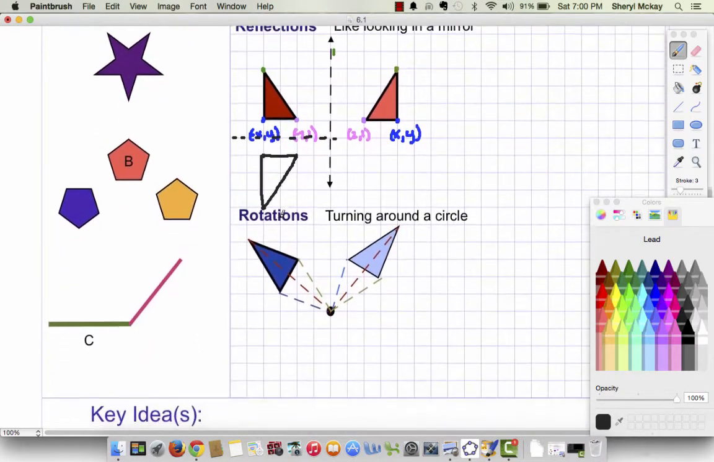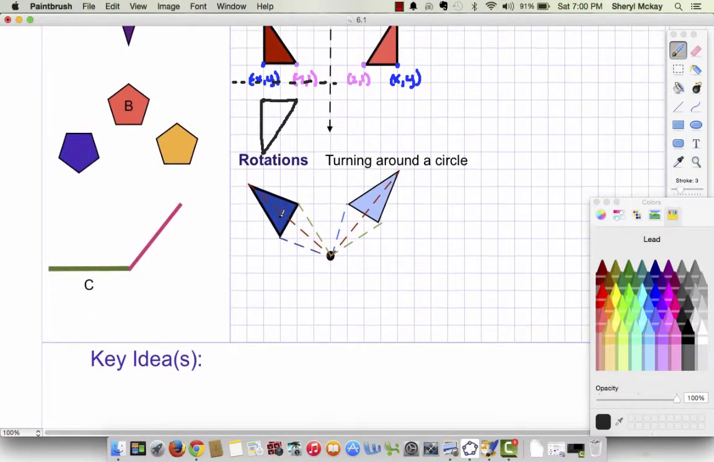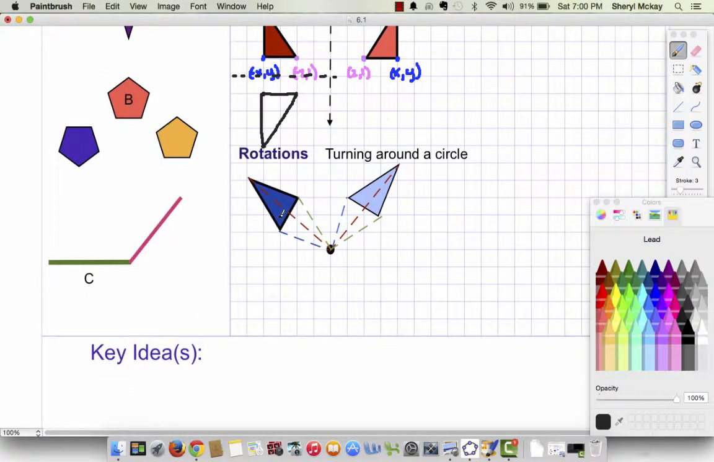Now I think that translations and reflections are probably the easiest. The thing that I think is the hardest are rotations. Rotations are all about turning around a circle or around a point, okay? Making this circular movement around a single point. So let's take a look at this dark blue triangle.